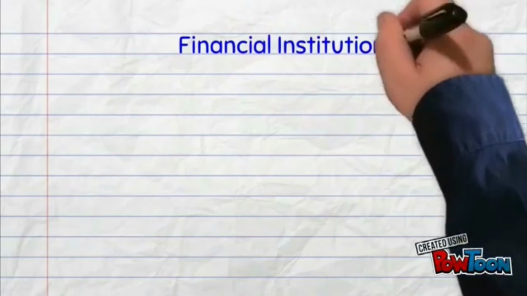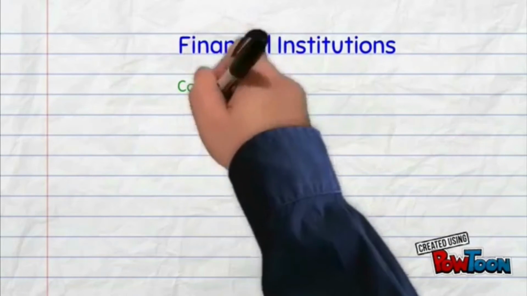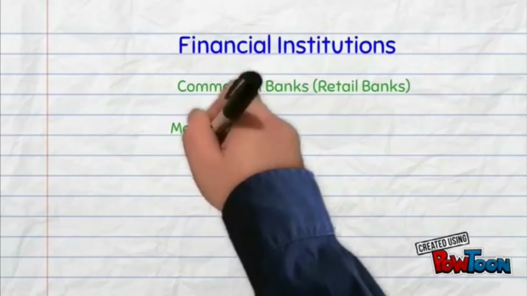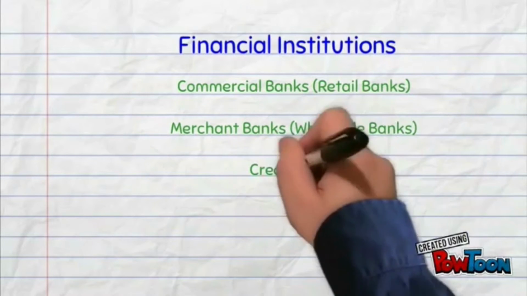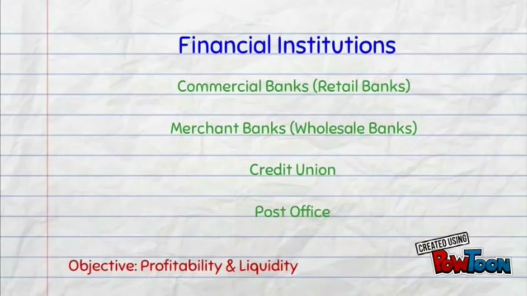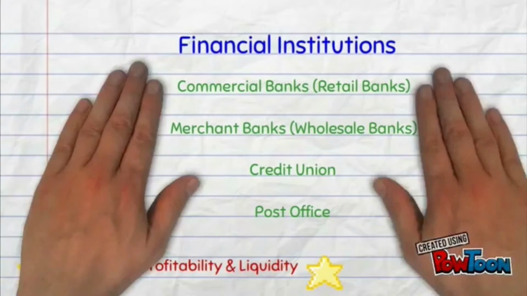There are many different types of financial institutions: commercial banks, merchant banks, credit unions and post offices. All financial services companies have twin objectives: profitability and liquidity. Their aim is to make the best profit for their shareholders and at the same time hold enough cash to meet the demand of its customers.